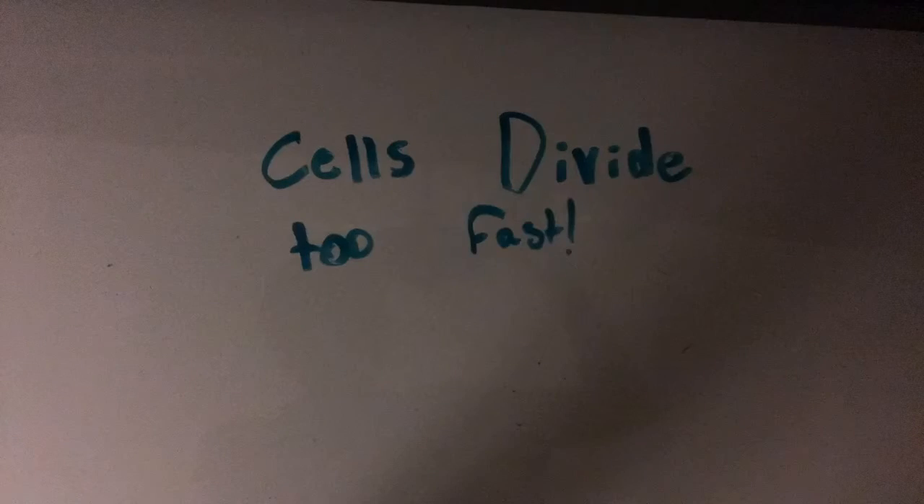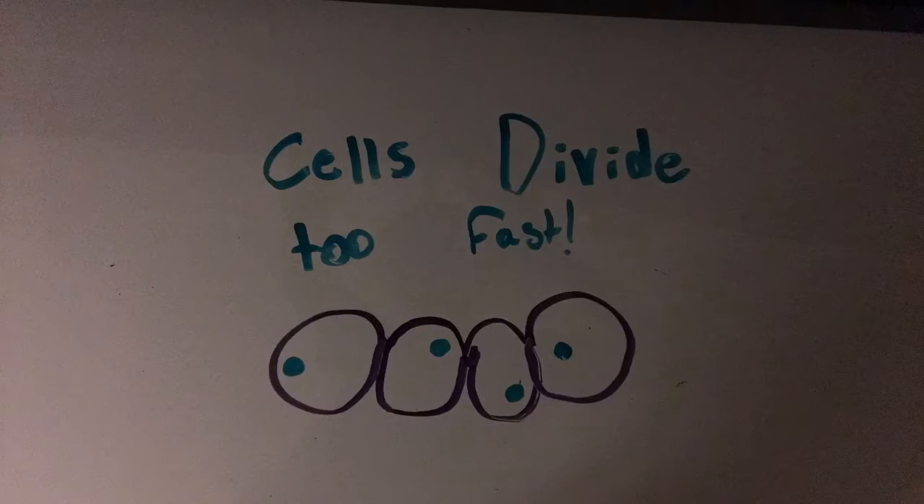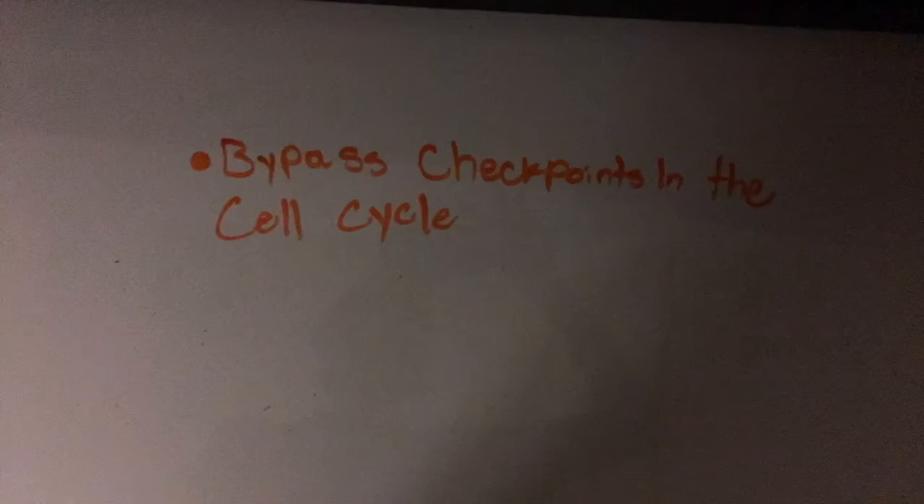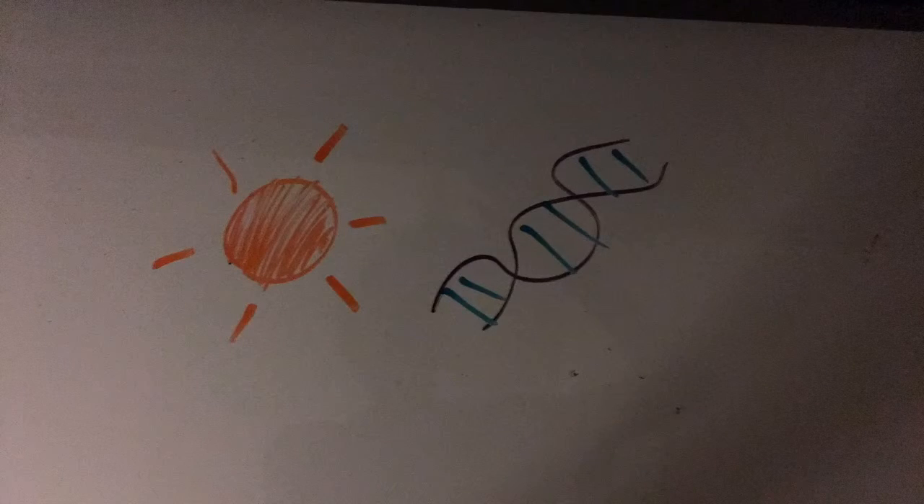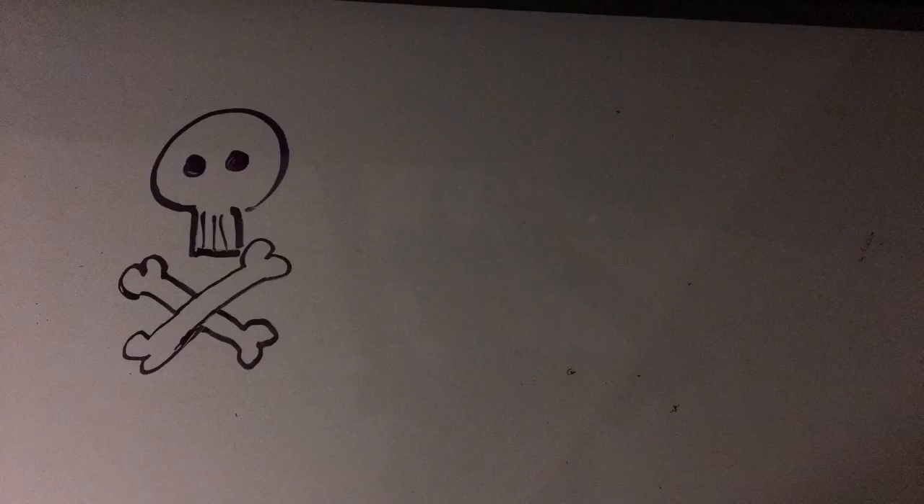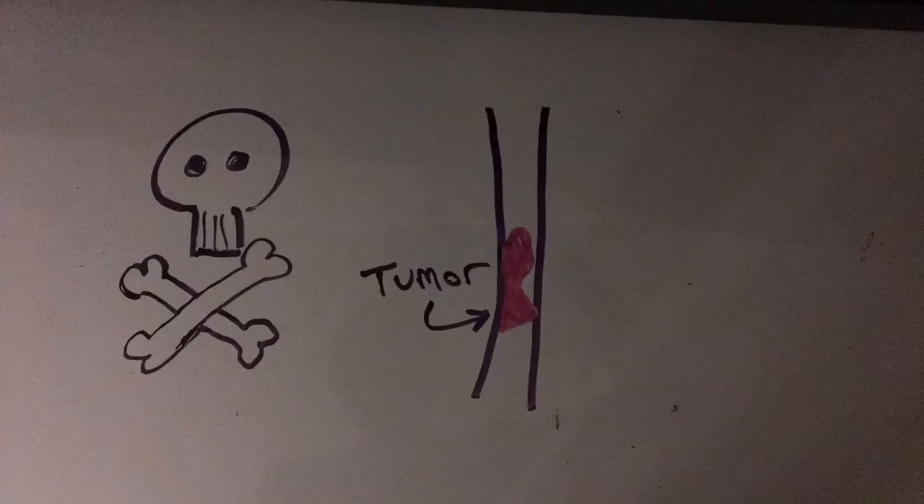You might be asking, what would happen if a cell divided uncontrollably, without restraint? Well, this is called cancer. Cancerous cells may divide way too fast because they bypass checkpoints along the cell cycle. They also do not communicate with other cells, and they do not carry out normal cell functions. Your cells may become more at risk to become cancerous if you are exposed to radiation or if your genetics make you more susceptible to have cancerous cells. Cancer is deadly because it hinders your body's ability to perform certain functions by forming tumors.